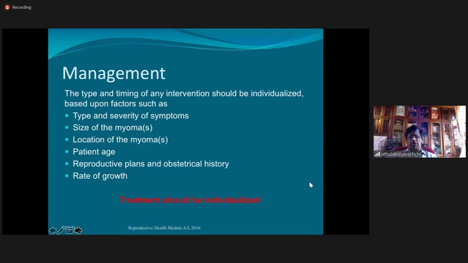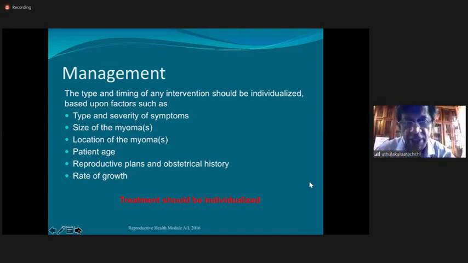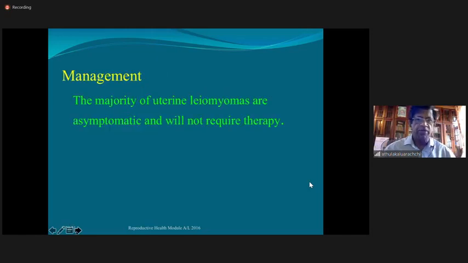Whatever the management of fibroids, you have to individualize. When I say individualize, you are taking them for treatment depending on their symptoms, the size of fibroids, and of course their reproductive wishes, whether they want to plan a pregnancy or not. So all these are important things to consider when you decide on treatment for a patient with fibroids. As I said, the majority of leiomyomas are asymptomatic, and often they don't need treatment.